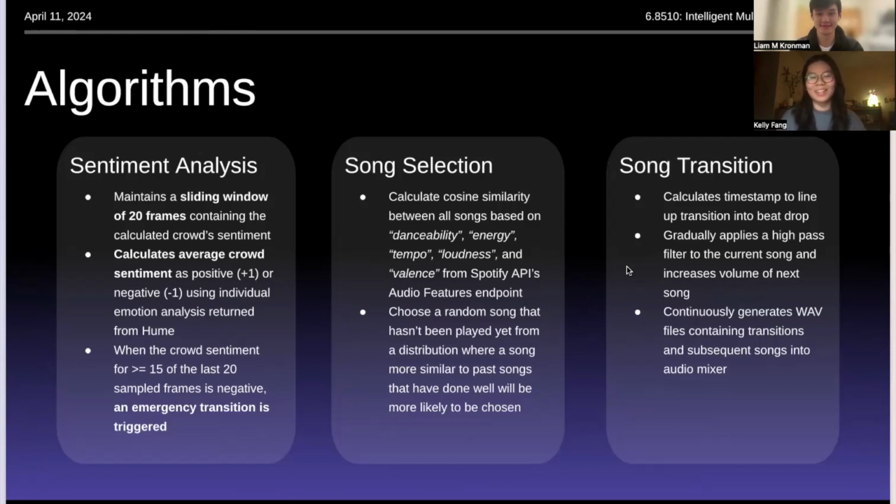And then going into how we transition the songs, we calculated the timestamp of the current song and how to line it up with the song we're transitioning to, so it lines up with the beat drop. And then we gradually applied a high pass filter to the current song, and then increased the volume of the next song. And then we continuously generate a wave file and feed it into the audio mixer.